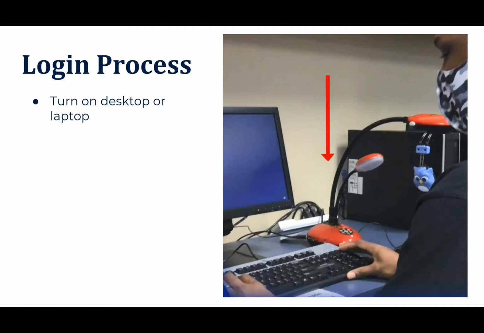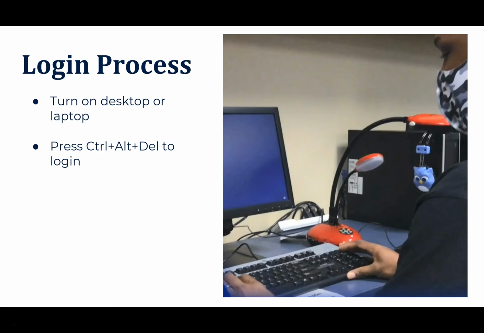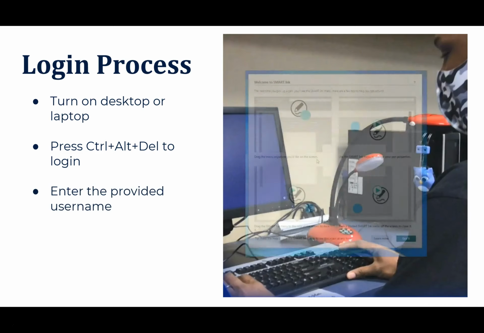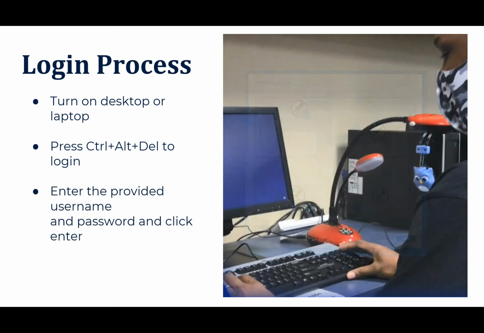Then on your laptop or desktop presentation station, you'll press Control, Alternate, and Delete buttons all at the same time to log in. You'll enter the provided username in the box, as well as the provided password, and then click on the arrow or Enter on your keyboard. You may see a Smart Ink screen pop up. If you do, click on Got It.